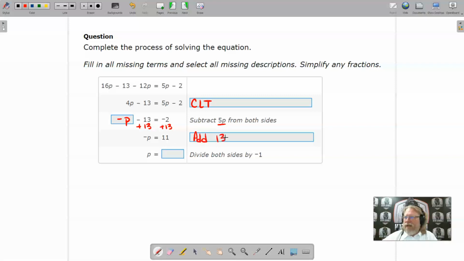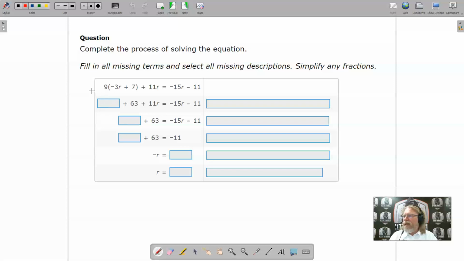Add 13 to both sides. It won't take you as long, you just have to hit a drop-down button on it. And then we divide both sides by negative 1. And that's going to give us negative 11, right? We talked about how to make this. If we end up with a negative variable there, we're going to make it a positive by dividing by negative 1.